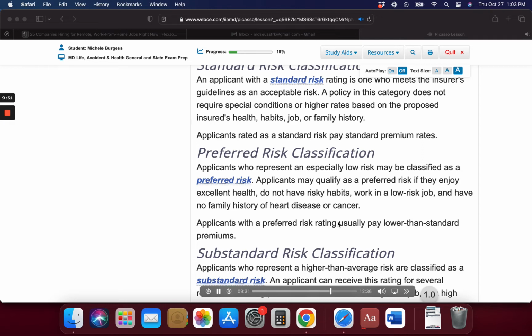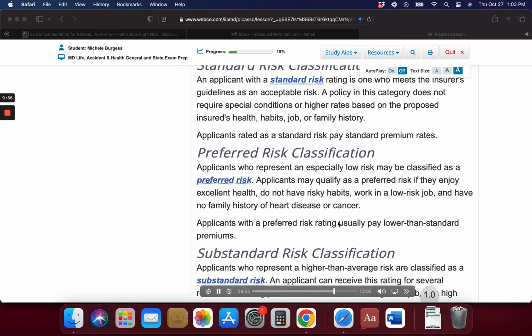Preferred risk classification. Applicants who represent an especially low risk may be classified as a preferred risk. Applicants may qualify as a preferred risk if they enjoy excellent health, do not have risky habits, work in a low-risk job, and have no family history of heart disease or cancer. Applicants with a preferred risk rating usually pay lower than standard premiums.